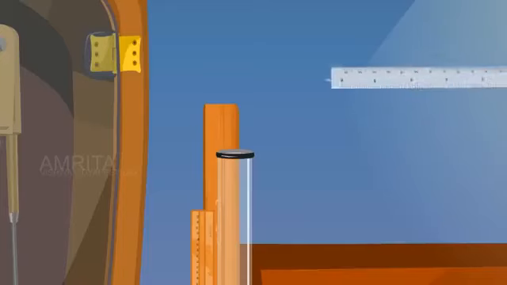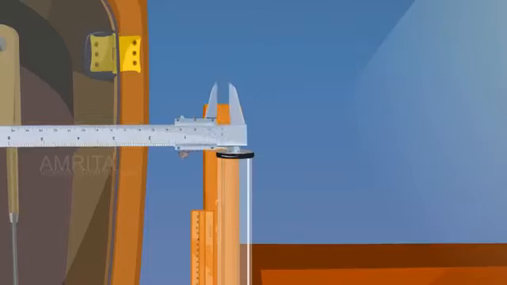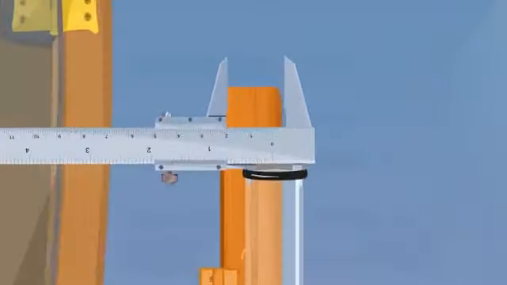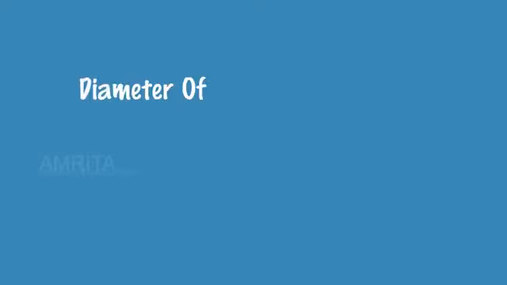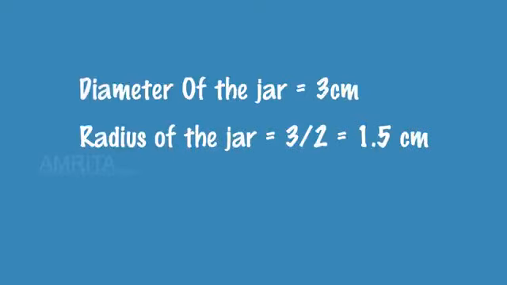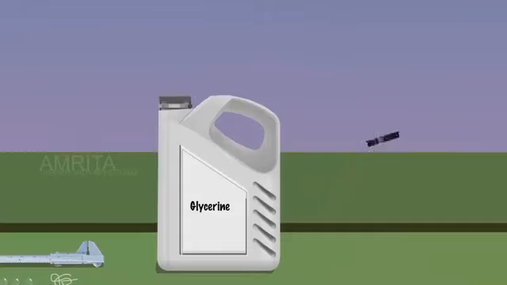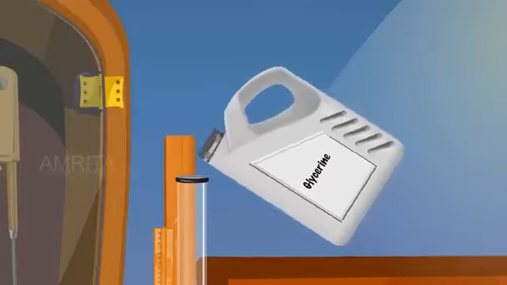Procedure: measure the inner diameter of the glass jar using a vernier calipers. We can measure the diameter of the jar as 3 centimeters. So the radius of the jar is equal to 3 by 2, which is equal to 1.5 centimeters, which is equal to 0.015 meters. Now, fill the glass jar with glycerine.